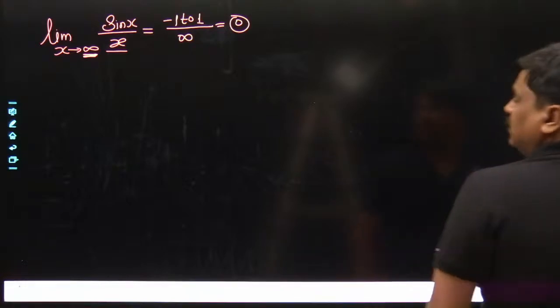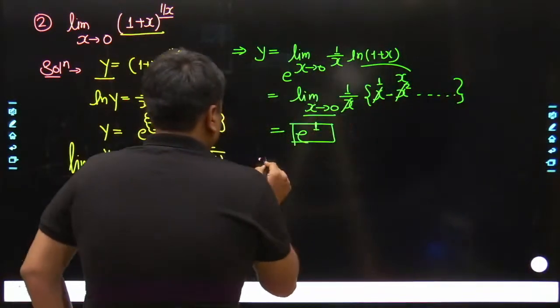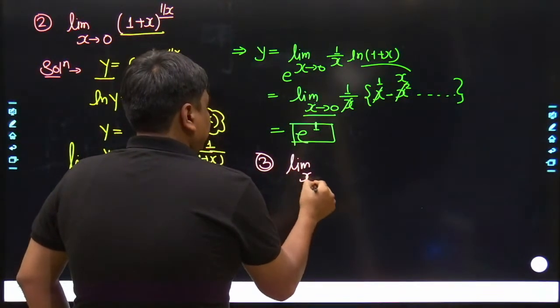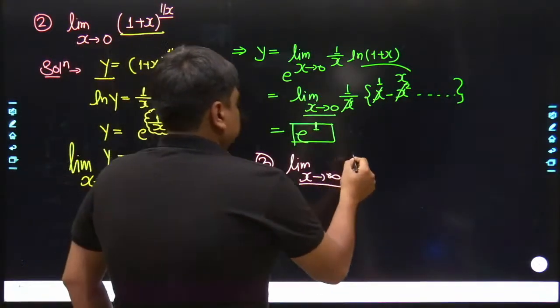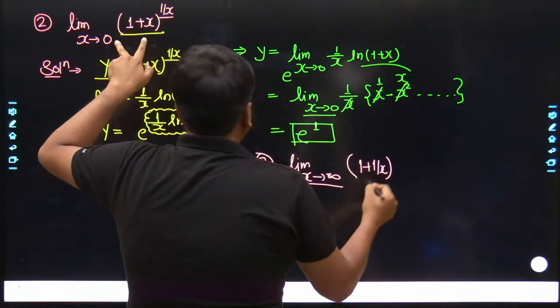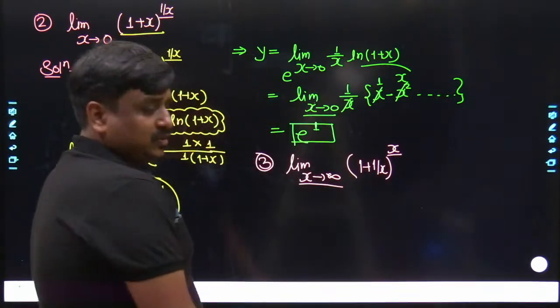In the same sequence, let me do this problem in a different sense. Let's design the third problem, and rather than taking limit x tends to 0, I have changed it to x tends to infinity. The base was 1 plus x, now it has been changed to 1 plus 1 by x, and its exponent was 1 by x, now it has been changed to x.